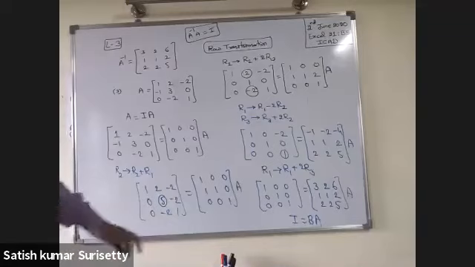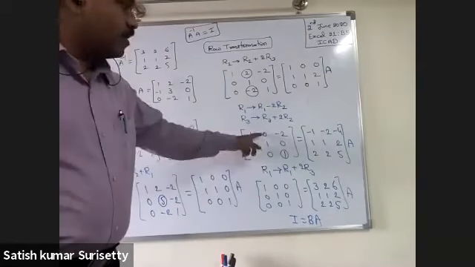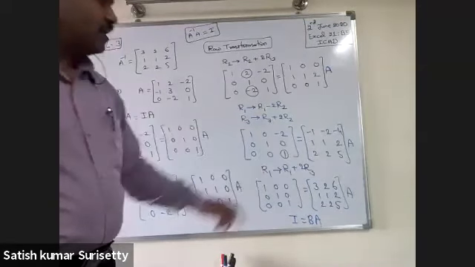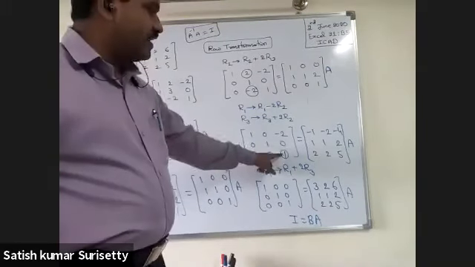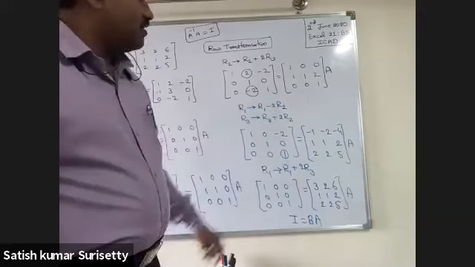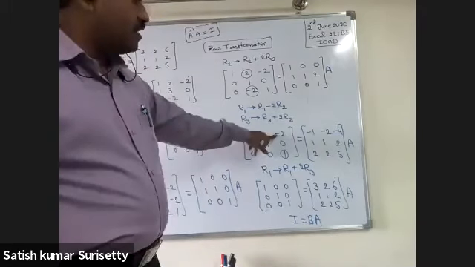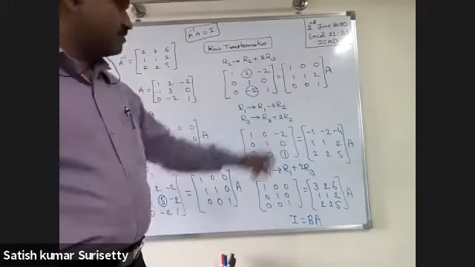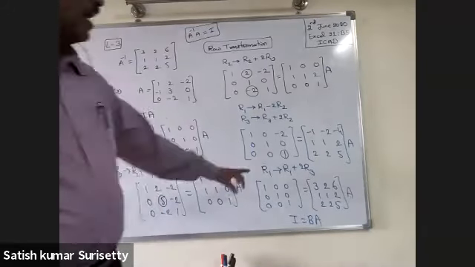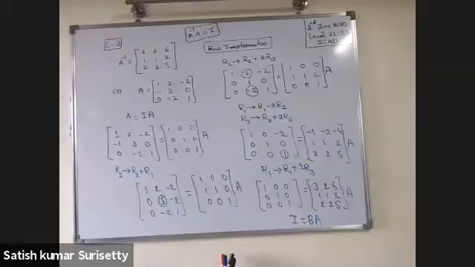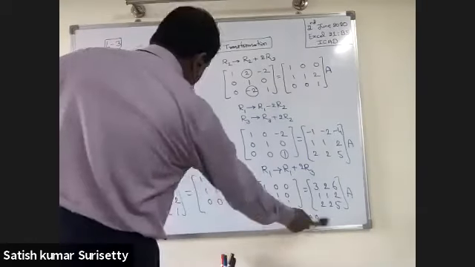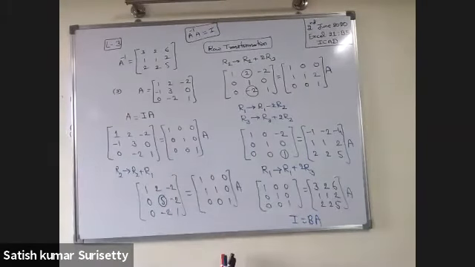Now after making the elements above and below 0, you identify whether A33 is 1 or not. In case it is 1, then you make the elements above it 0. This one is already 0. Now you have to make the minus 2 as 0. So apply the operation R1 to R1 plus 2R3. Then it will get converted to the form I equal to B into A, where B is the inverse of A. Now verify whether A inverse into A equal to I or not.